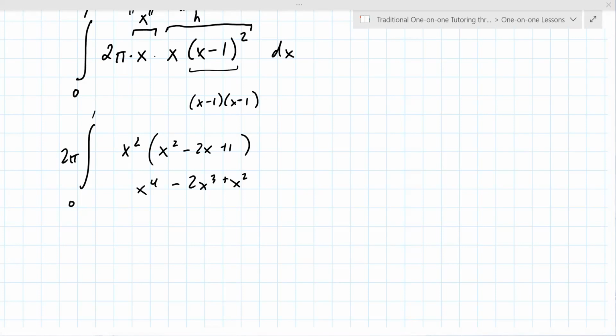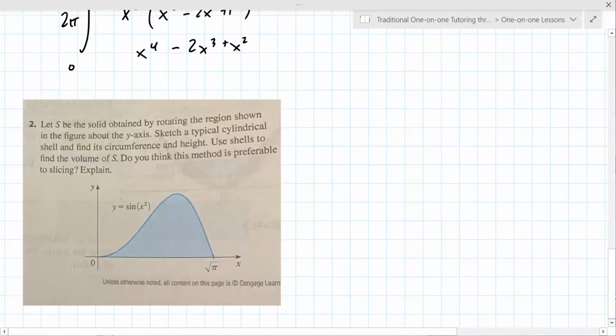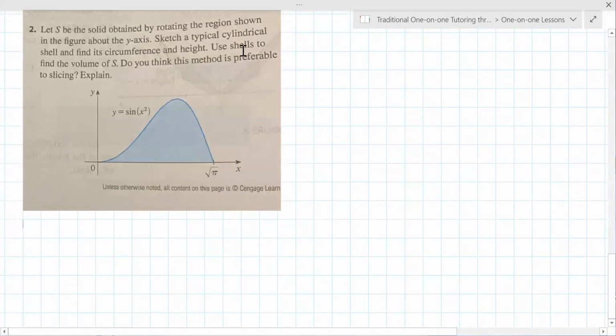So let's look at number 2, because number 2 is kind of that integration by parts that happens here. So it says let S be the solid rotating around the y-axis, and then they want you to sketch the shells. My sketching is not real good, but this is X. By the way, that's the X that they're talking about.